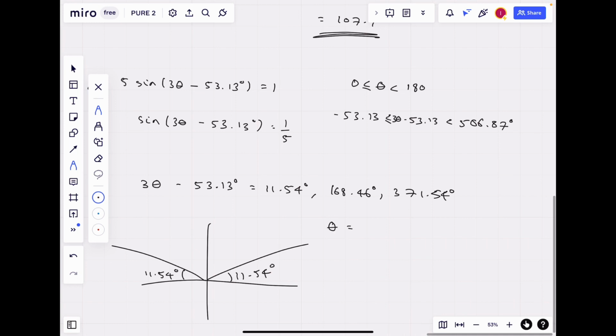So for theta, you would do 11.54 plus 53.13 divided by 3, 21.6. And then 73.9. And then 141.6 degrees. There you go. Done. That is how you work with that particular format.